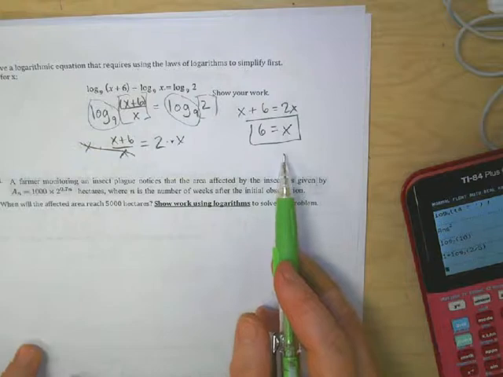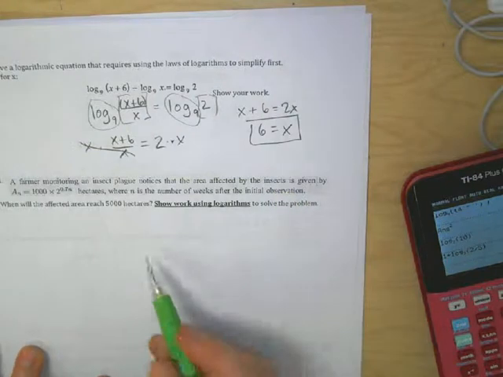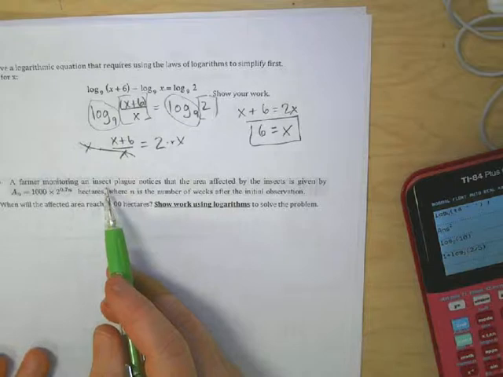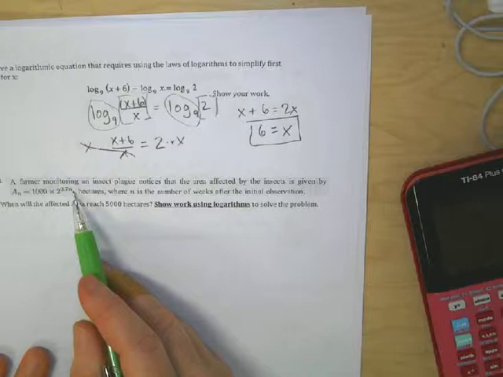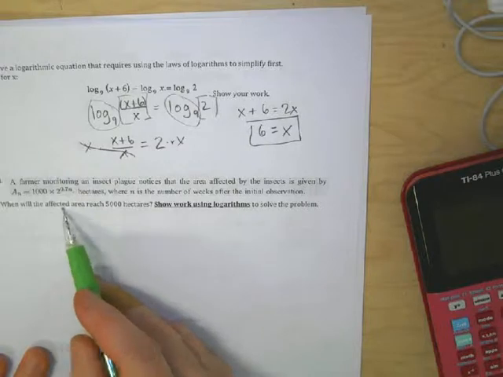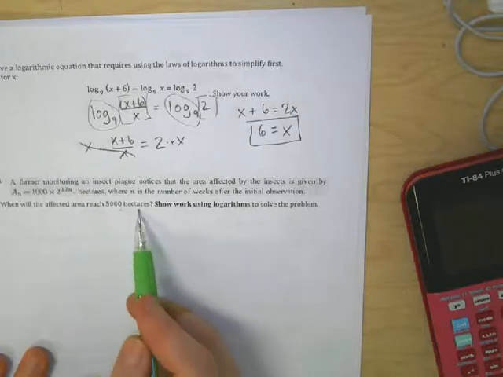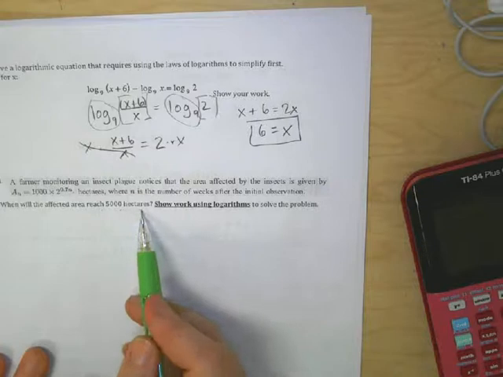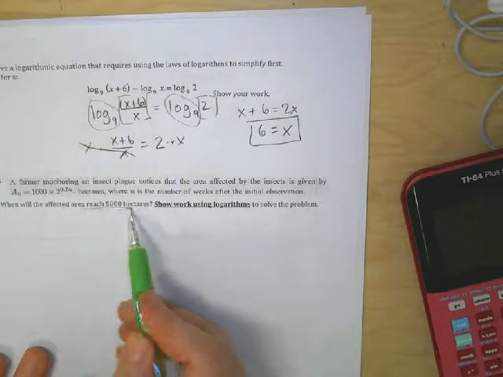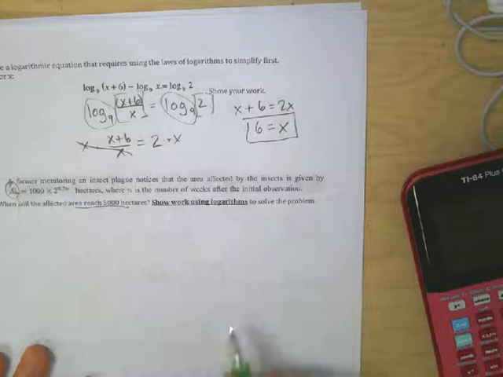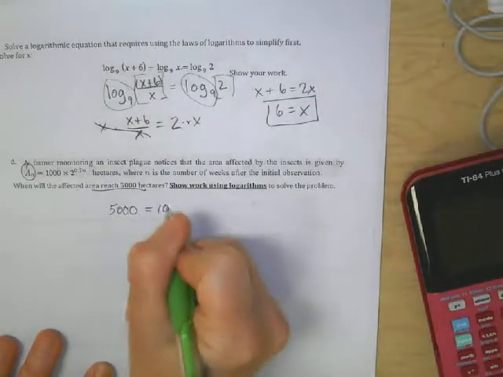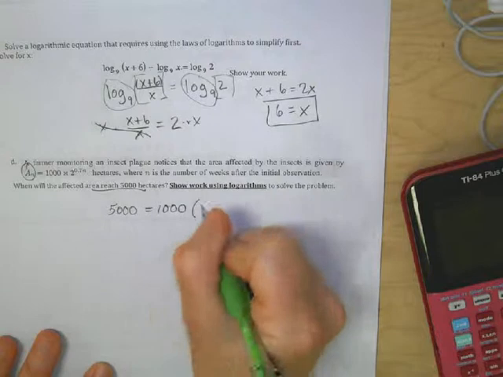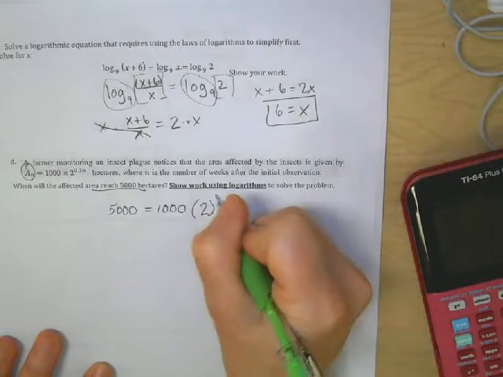All right, last problem. A farmer monitoring an insect plague notices the area affected by insects is given by this, where n is the number of weeks after the initial observation. When will the affected area reach 5,000 hectares? Show work using logarithms. Okay, I want the area to be 5,000. So here's where the area goes. So it's going to be 5,000 is equal to 1,000 times 2 raised to the 0.7n.